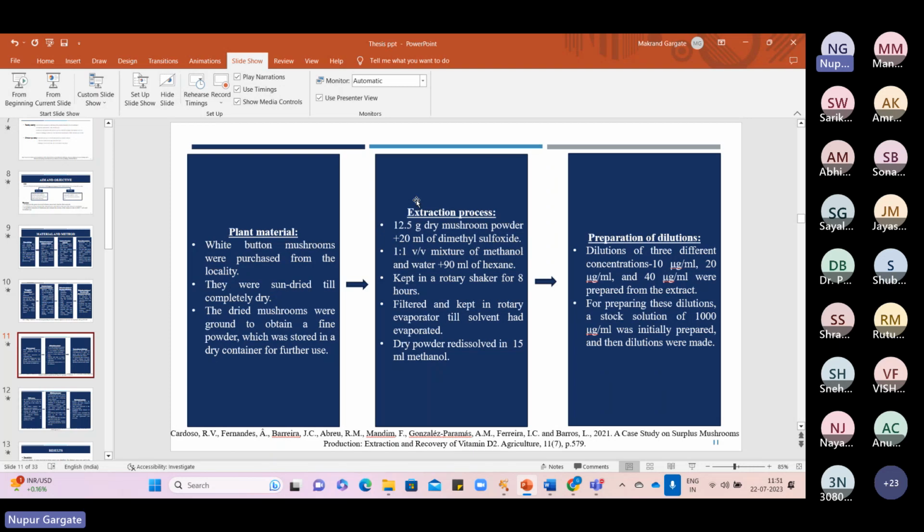When I referred to research papers, this was a particular process which I found, and they had done exactly the same steps, only they had differed the quantities a little bit. So that is why I have exactly followed that particular research paper. Their aim was actually to extract vitamin D from mushroom. So that is why we followed this process.